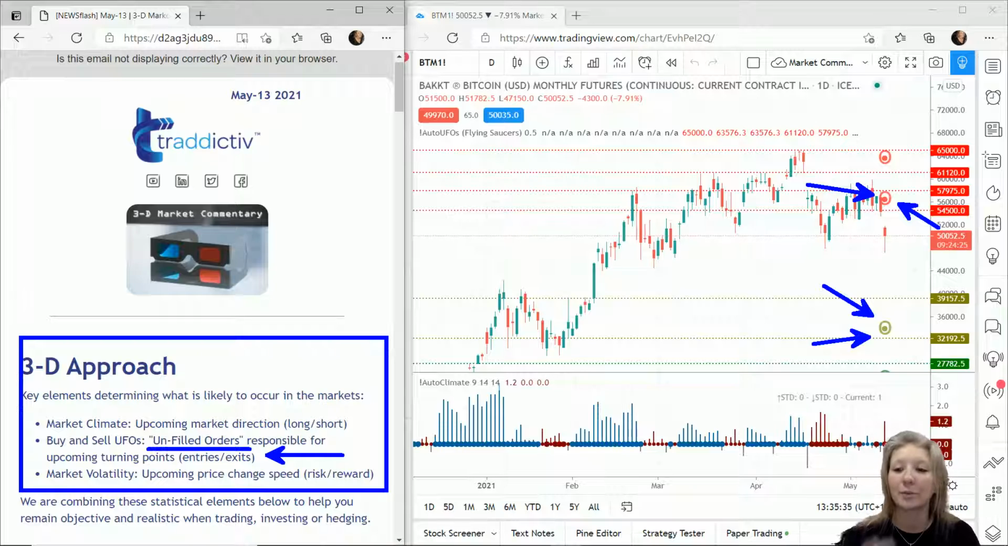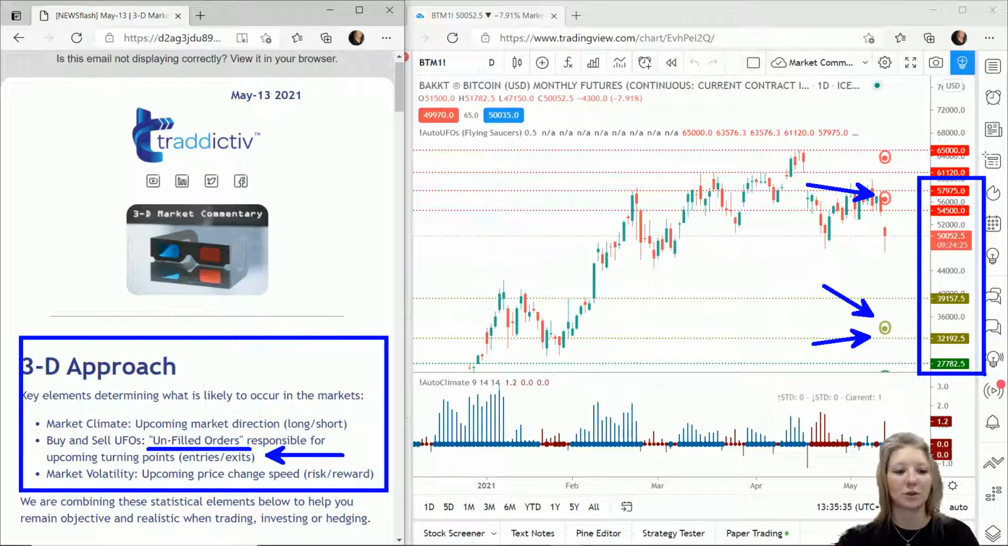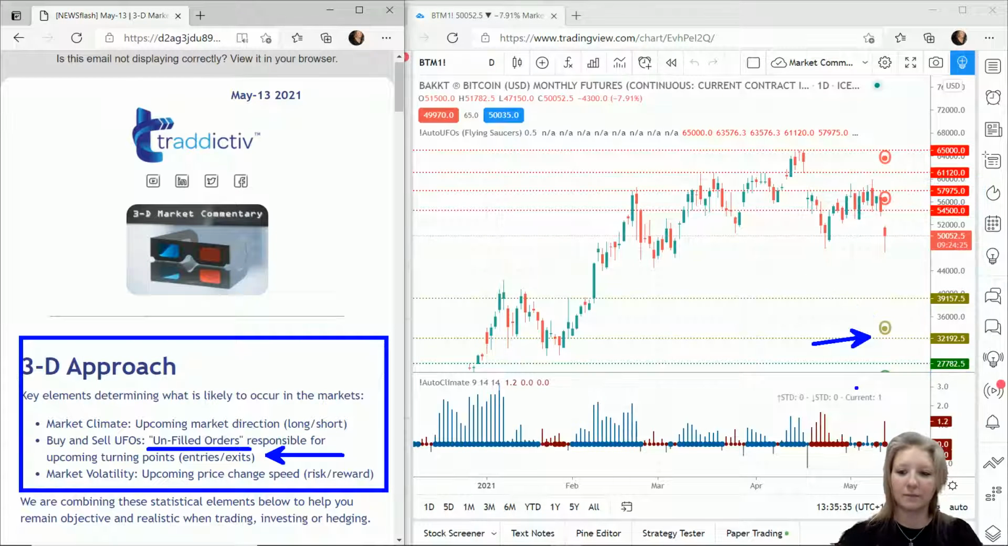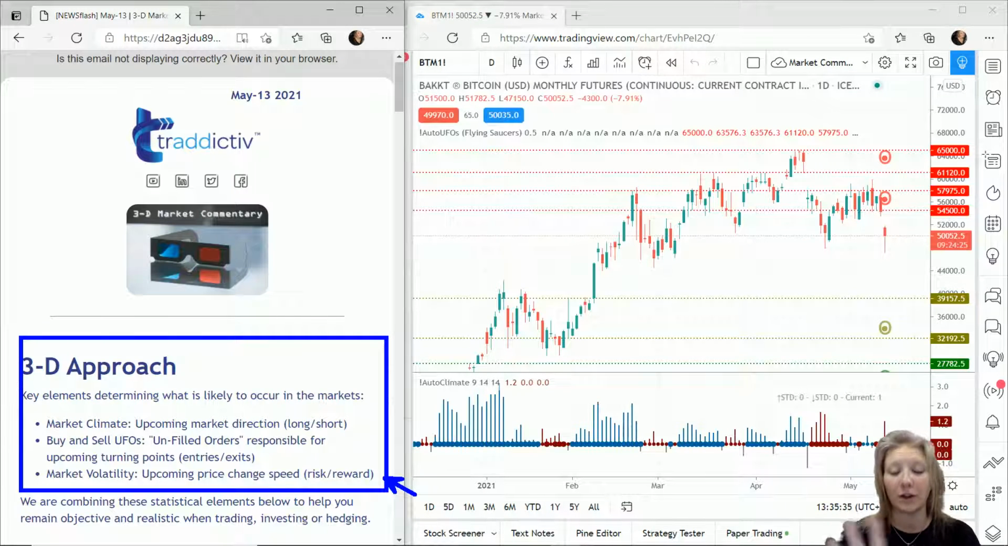That the app is coming up and showing us with prices on the side here exactly where those orders are. Now, the last thing we want to know is risk to reward, market volatility. How quickly these markets are going to move, and therefore how much risk or reward would be associated with that. So we'll look at each of these 3 elements per each of the 5 markets.